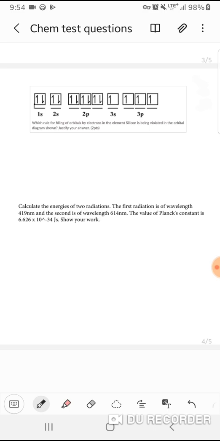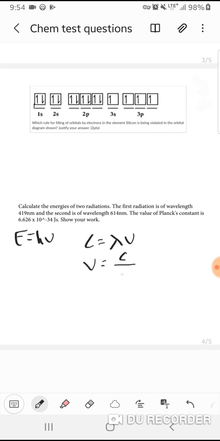So, it's the same. We first write E equals hν. This is for the first wavelength. And c equals λν, and ν equals c over λ, and E equals hc over λ. So we just have to put in our numbers here.